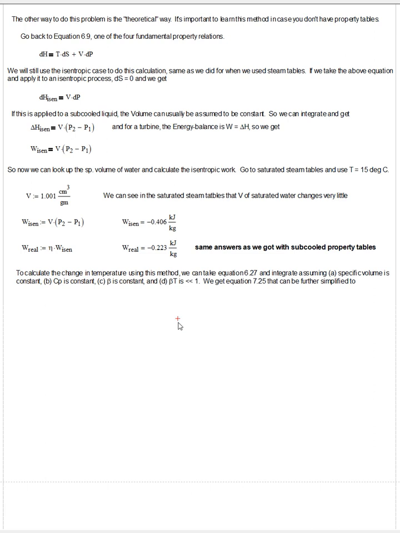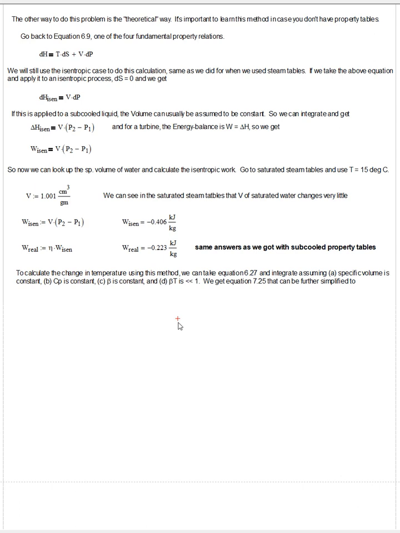We can integrate that equation for dH, and we make the following assumptions. Number one, or letter A, we assume that specific volume is constant, so V stays constant. We also are assuming that Cp, the heat capacity of our water, is constant. That's a pretty good assumption. We're also assuming beta is constant. And we're also going to assume that the product of beta times T is constant. Now, is that a reasonable assumption?